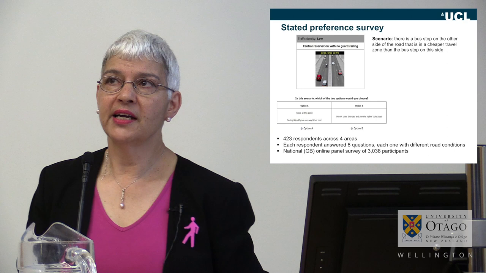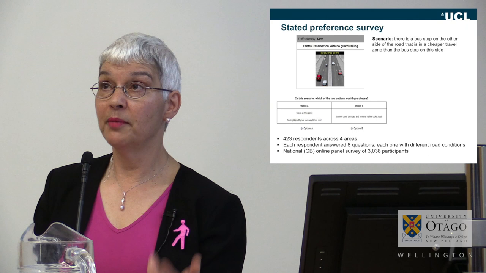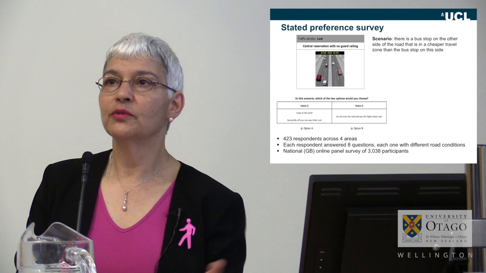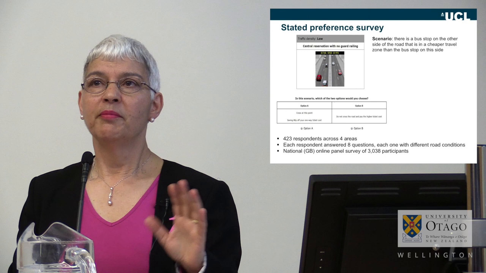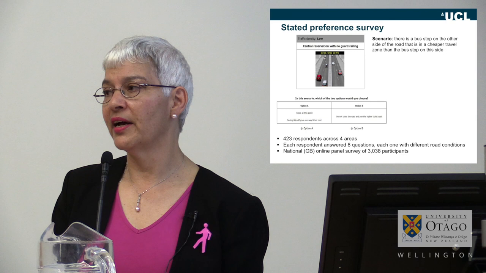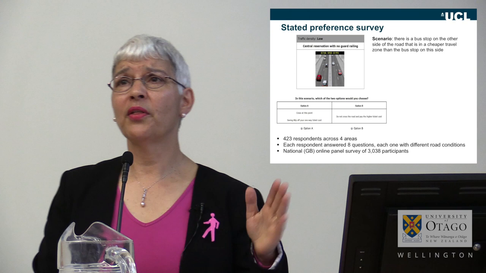We also did a stated preference survey. So the same company, when they collected the pen and paper My Neighbourhood survey, also invited a random one in two to take part in a computer-based stated preference survey. People were given various different scenarios. There were about 40 different scenarios, and the people had a random eight. And they were asked to choose whether they would cross the road here or there.